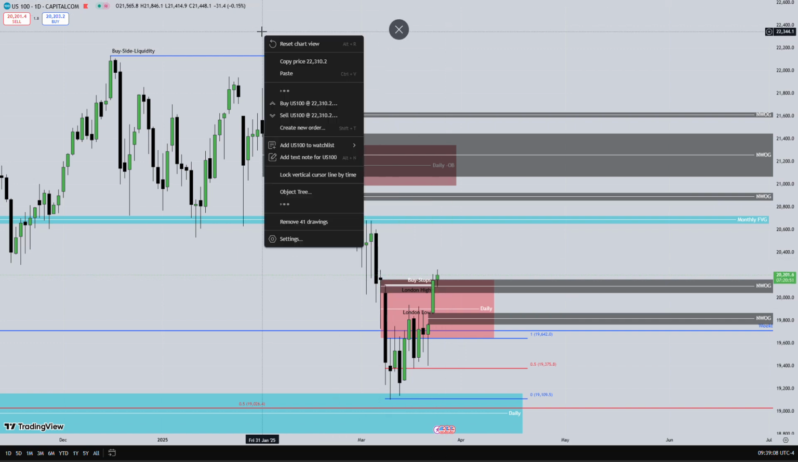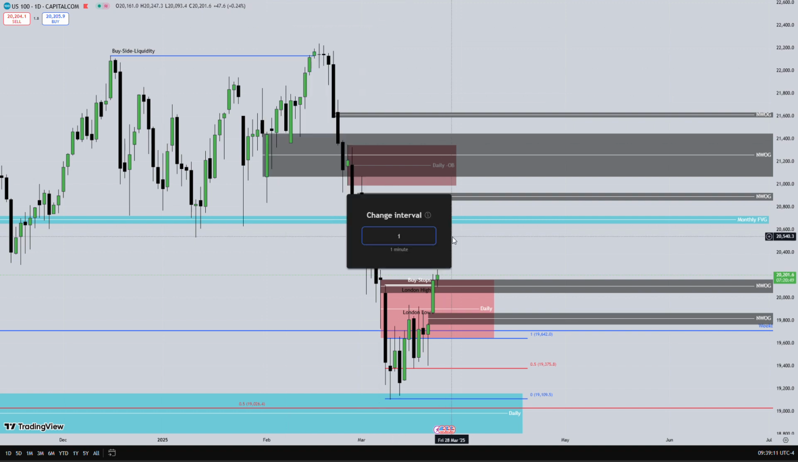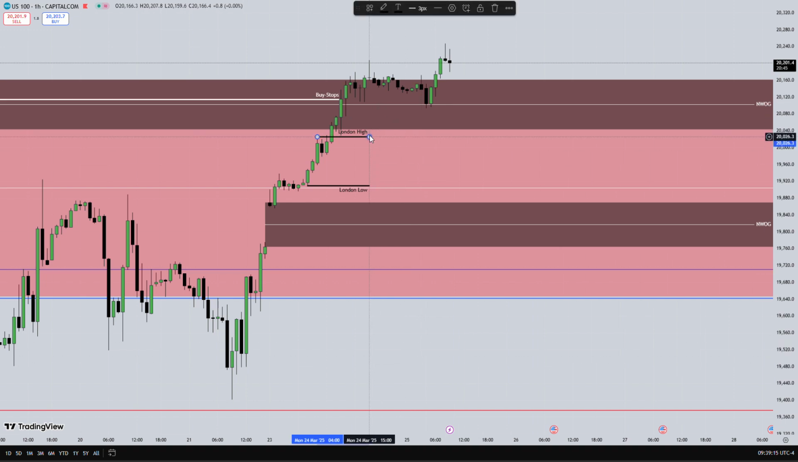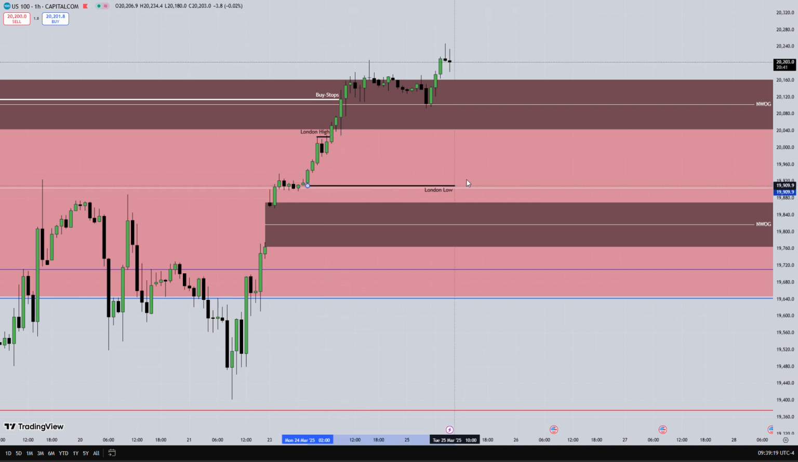On the hourly chart, there is not really much to see. This is from yesterday: the London high has been taken, and the London low from yesterday is also in place right now. And we have this new week opening gap. Today is Tuesday.